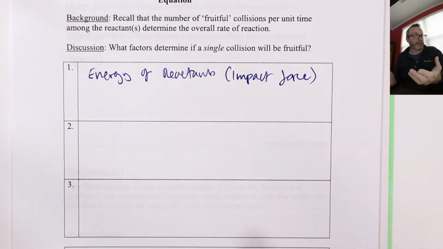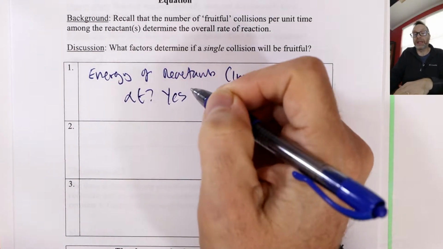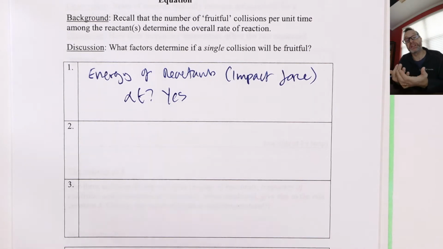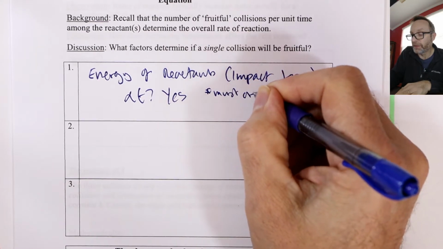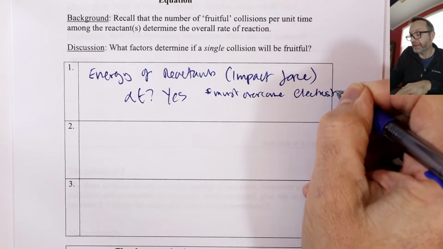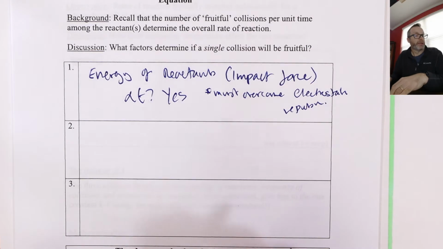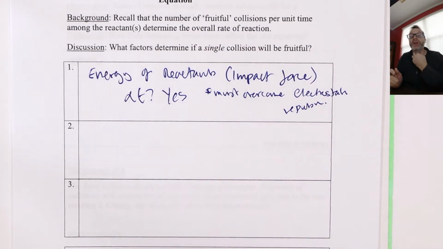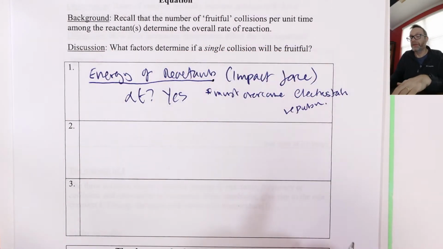Good chance they're going to stick, right? Okay, is that proportional to temperature? Yes. The hotter it is, the faster they move, the more energy they have. So we can write ourselves a little point here: must overcome electrostatic repulsion. Is that a variable? Yes, because the hotter it is, the faster they go, the more energy those reactants will have in a collision. So yeah, that's the big one.